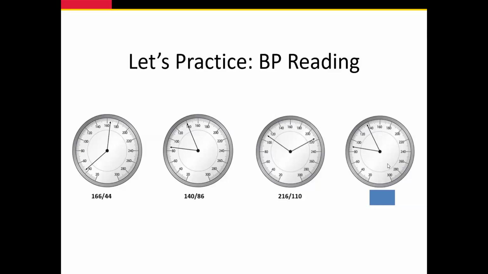Okay, now what's this patient's systolic and diastolic pressure? I said 136 over 88, but I don't know. Yeah, you're right on it. Look at that. You got it. Okay, so that's how you read the meter. Everyone knows how to read the meter. All right. Well, what else is on here?